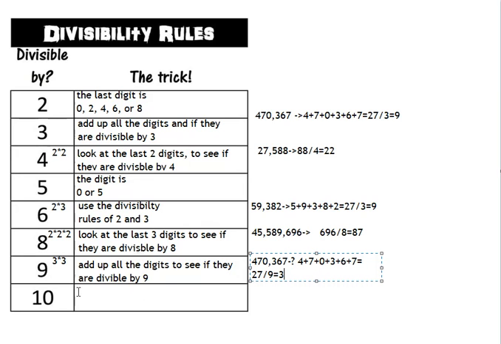Now, the tens. If you look at 10, it's 5 times 2. So it's going to use one of the rules for 5 and one of the rules for 2. But basically, the last digit is 0. Okay, so those are our divisibility rules. So make sure that you write them down in the Google Classroom and submit it as classwork. And then thank you, and we'll continue with the lesson from here.